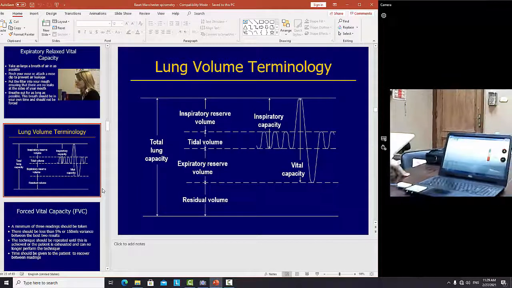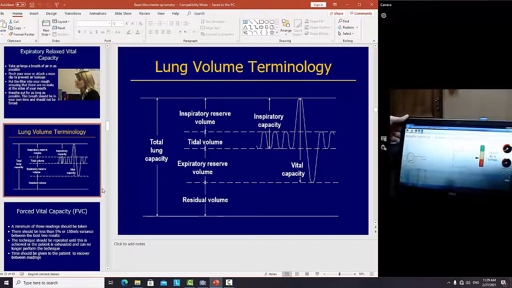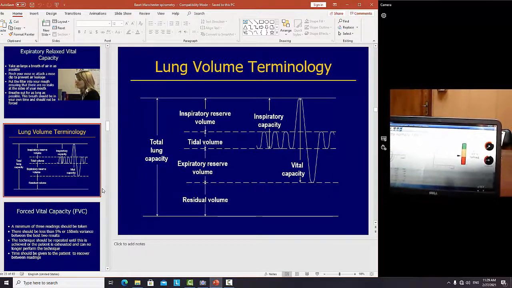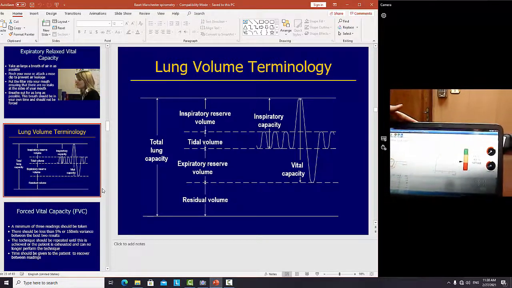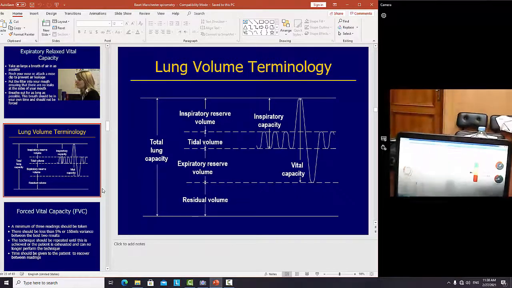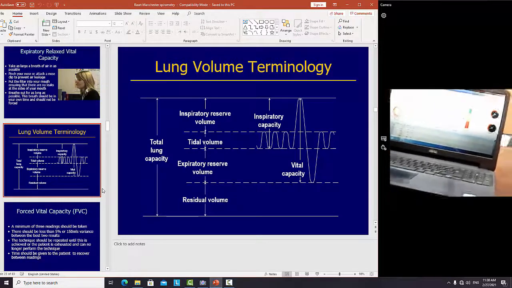When the patient breathes the tidal maneuver, this is the first, the tidal breathing. The patient breathes in and out. After that, he can take a deep breath and do the forced maneuver till the end of his expiration.